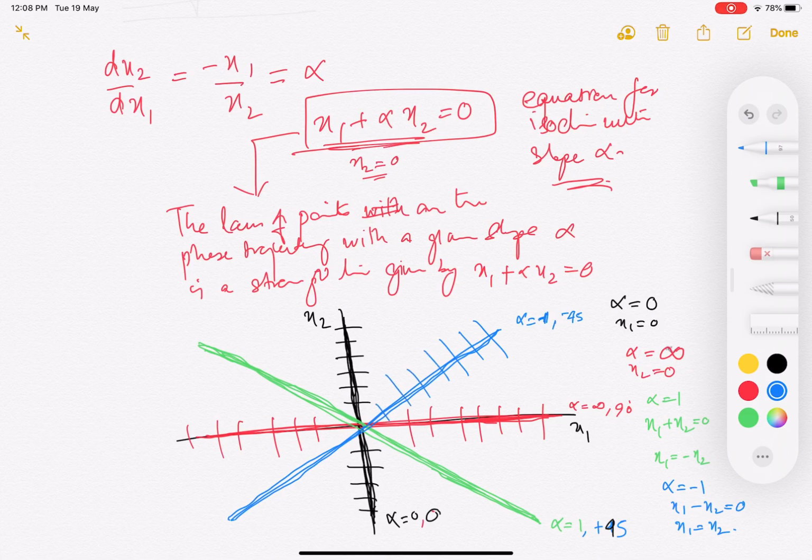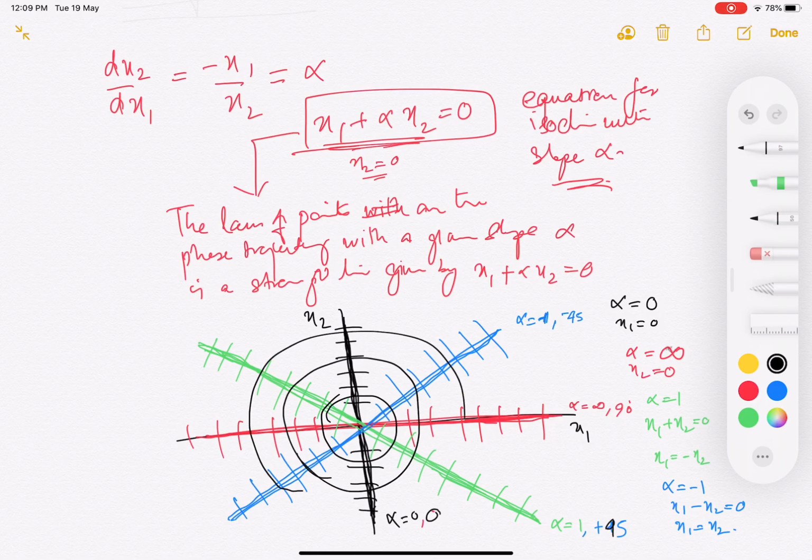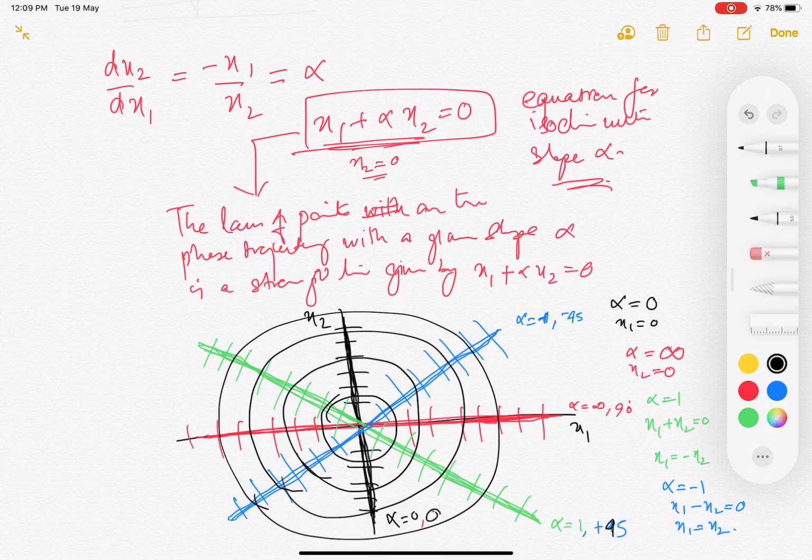So they should cut it like this, and they should cut this line with a plus 45 degrees slope. So they should cut this like this. It's plus 45 degrees. So this and other lines, if I want to draw them, give me a field of directions, and I can see that if I join these lines, I should be able to get circles.